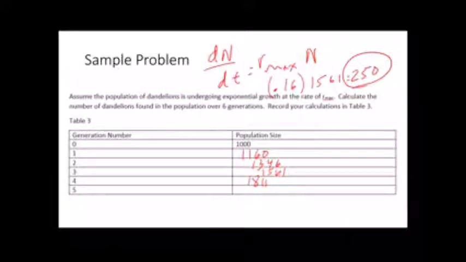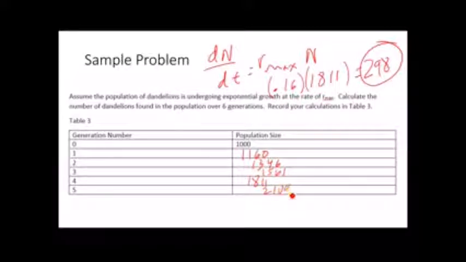And then we'll do that one more time for the last generation. So this time we'll take 0.16, the per capita growth rate, times 1,811. That gives us 297.76. We'll round that to 298. That's how much our population grew during that generation. We'll take the 298 and add it to our population size, which was 1,811. So we end up with a population size by the 5th generation of 2,109 individuals.